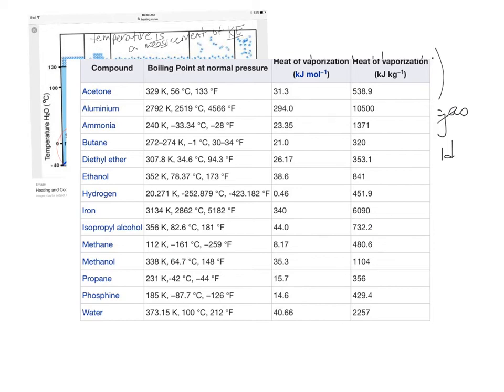I grabbed this table from Wikipedia, but in class tomorrow we'll look at the tables in the back of the textbook. And here we have water. They give us the boiling point at normal pressure in Kelvin, Celsius, and Fahrenheit. We don't really need that. Here is the heat of vaporization, 40.66 kilojoules per mole. 40.66 kilojoules are needed to vaporize 1 mole of liquid to 1 mole of gas. We're going to use this number.